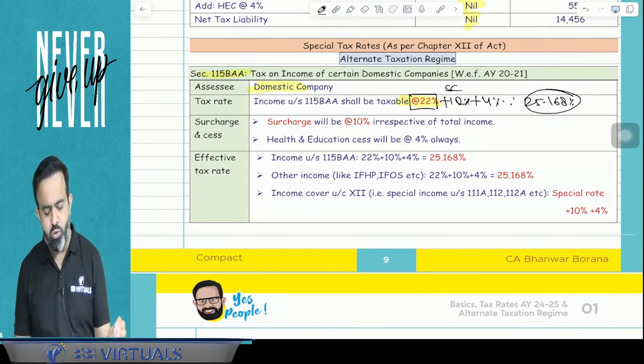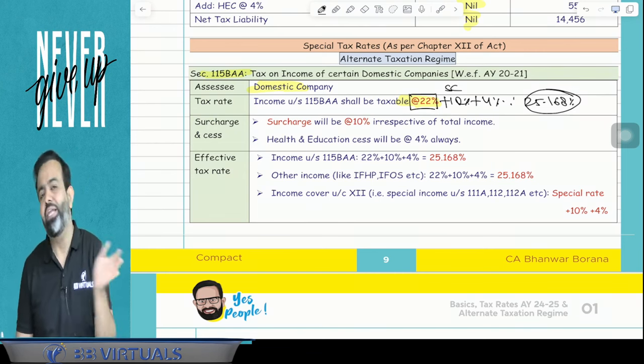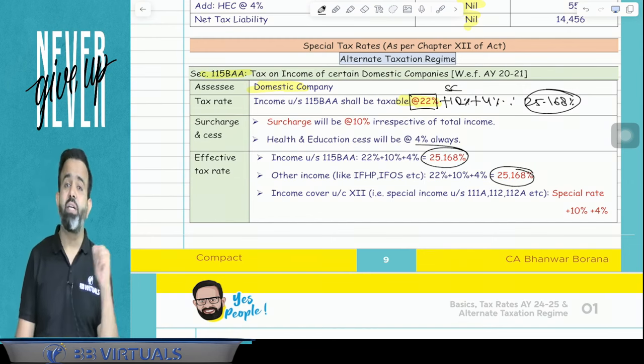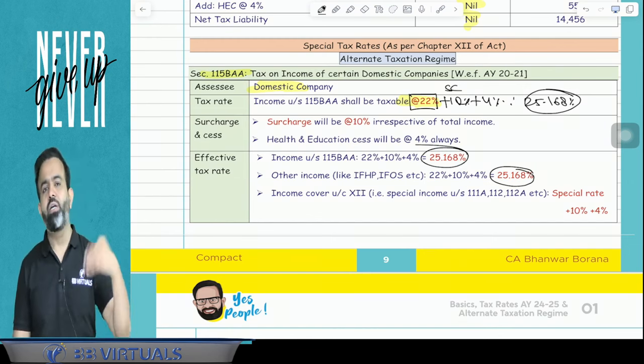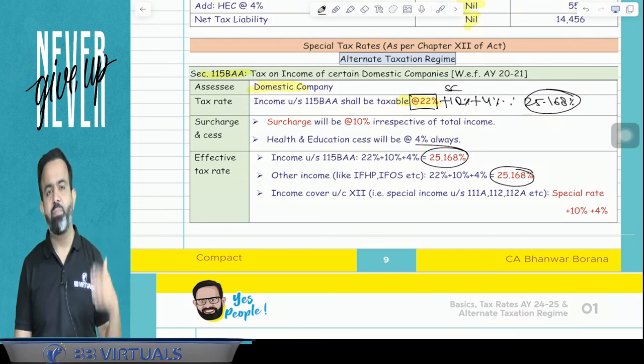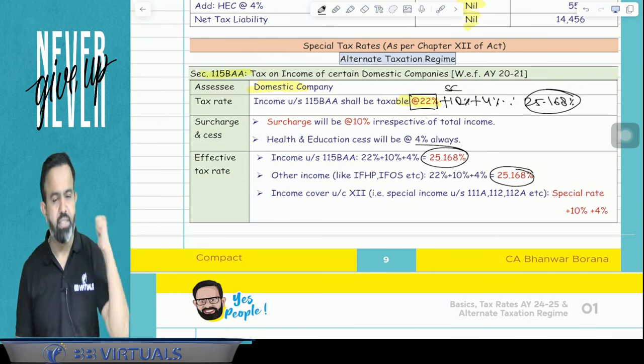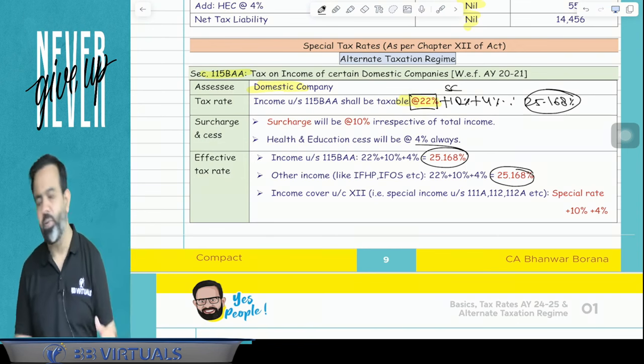Other income is also taxable at the rate of 22% only. Effective tax rate is 25.168%. But what about the special rates of income? Normally long-term capital gain under 112 is taxable at the rate of 10%, short-term capital gain under 111A is taxable at the rate of 15%, winning income is taxable at 30%, and long-term capital gain is taxable at the rate of 20%.